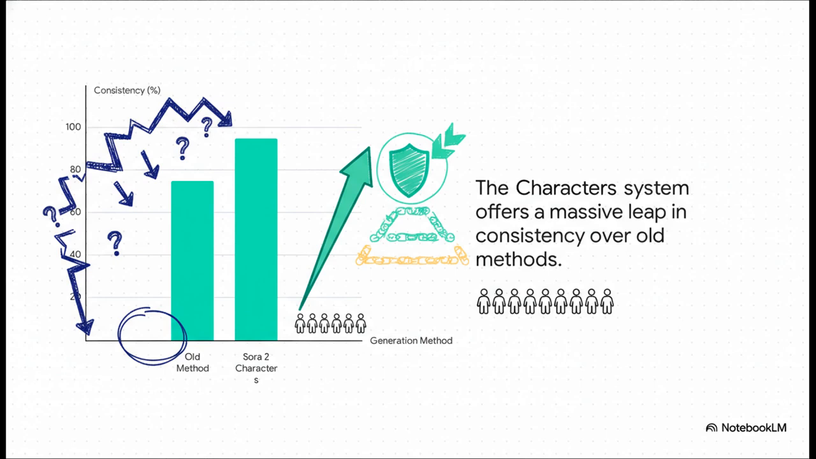And this chart, wow, this really tells the whole story. The old way of doing things, using a reference image, might get you about 75% consistency if you were lucky, but the new characters system jacks that number up to a reliable 95% or even higher. For anyone trying to create something, that's the difference between a total gamble and a tool you can actually depend on.